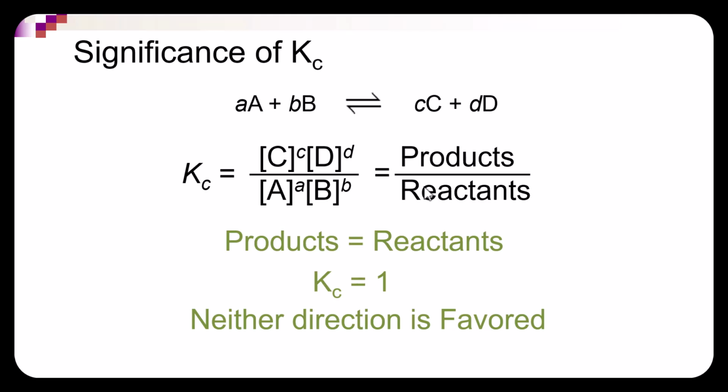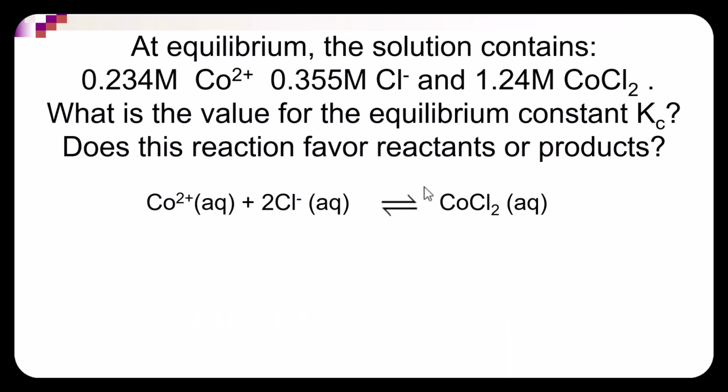Okay. So let's take a look at one more example and then apply what we just learned about what K means. So at equilibrium, a solution contains 0.234 molar cobalt, 0.355 chloride, and 0.124 cobalt chloride. What is the value for the equilibrium constant K? So calculate K. And then is reactants or products favored? So go ahead and pause the video, give yourself a chance to try to work this out, and then I will work it out with you.